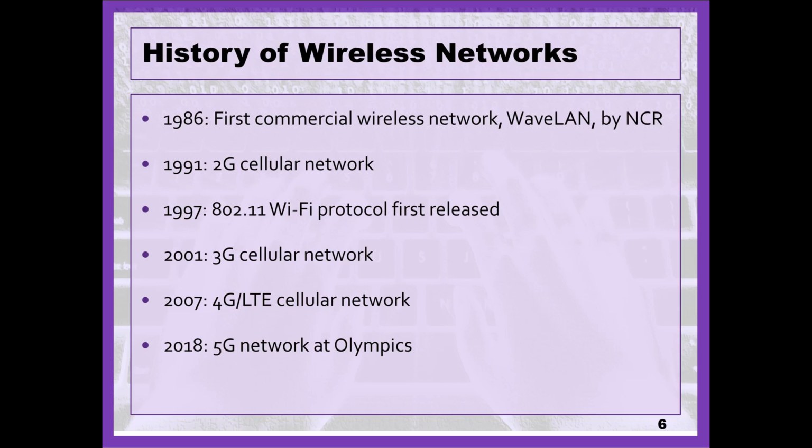From these points, Wi-Fi and wireless networks have continued to evolve. We are now on 5G cellular networks and Wi-Fi 6, and other wireless technologies, like Bluetooth and Zigbee, have grown in popularity quickly.